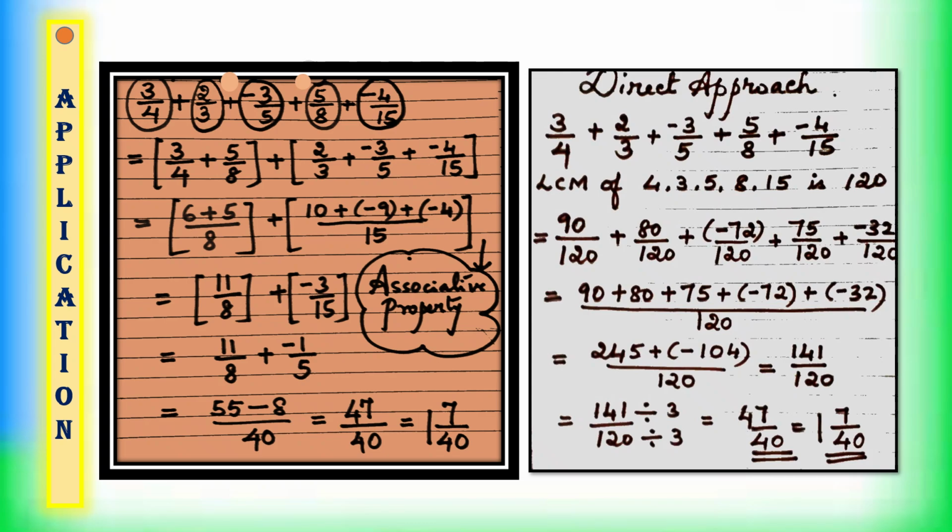To the adjacent side, see the direct approach. All the 5 numbers added, the LCM is 120. So accordingly taking the equivalents, 141 by 120 is obtained. And when it is divided by 3, the HCF, we get 47 by 40. Answer same. But the approach is different, and the chances of making errors are less if the property is used.